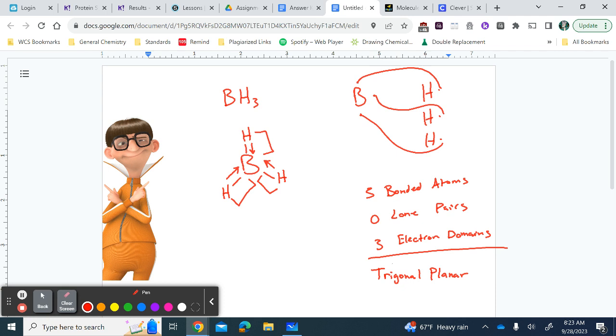And when we have the same force with the same vectors pulling in the same direction, then we have a nonpolar bond. Because these electrons are going to be shared evenly between the boron and all the hydrogens. You'll find generally that almost all trigonal planar molecules are considered nonpolar.